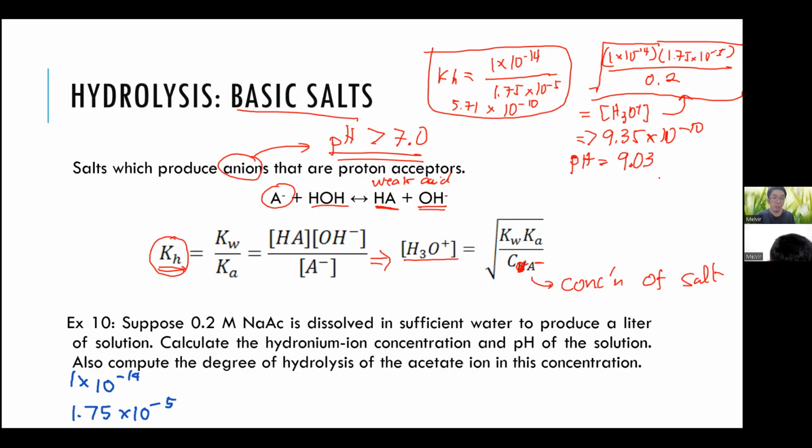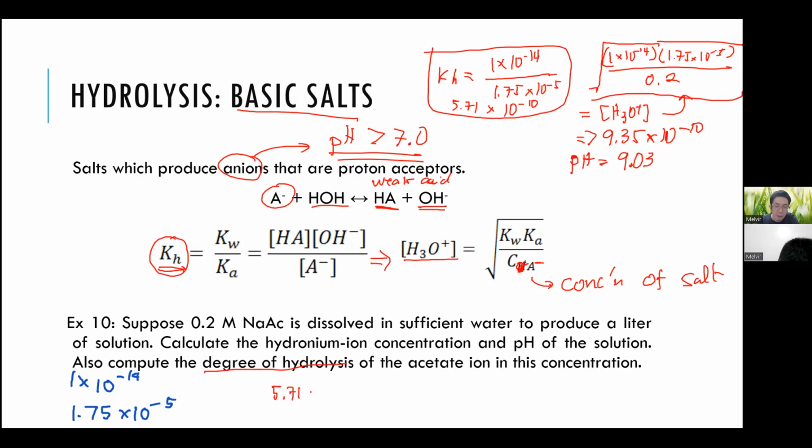So look at your pH. What pH do you expect? Greater than 7, because it's a basic salt, right? So we can clearly see that it is 9.03. Then, to get the degree of dissociation, or rather the degree of hydrolysis, of the acetate ion, you can go to this.